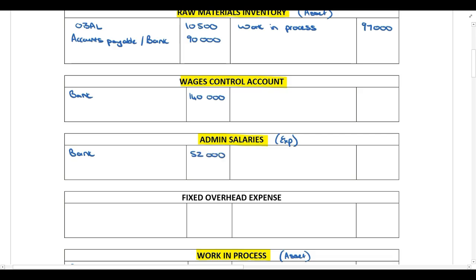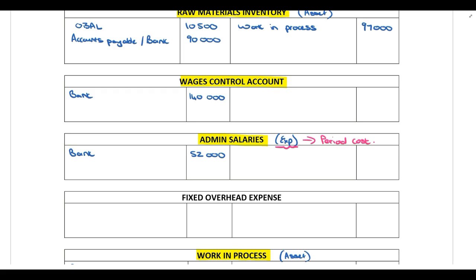For admin salaries, please note that this is an expense because it is a period cost. Admin salaries has got nothing to do with manufacturing or the production process. It's a non-manufacturing cost or a period cost. It does not get included in inventory valuation. It is expensed in the period incurred.